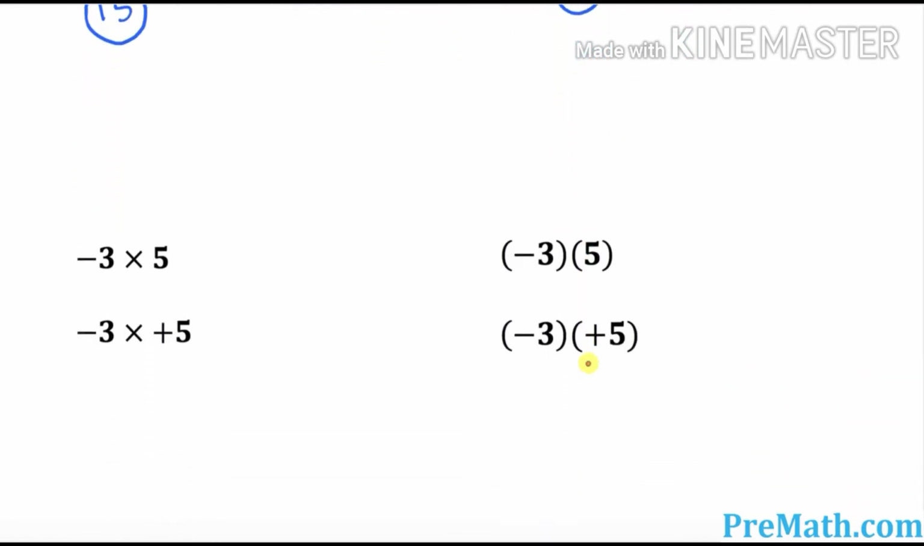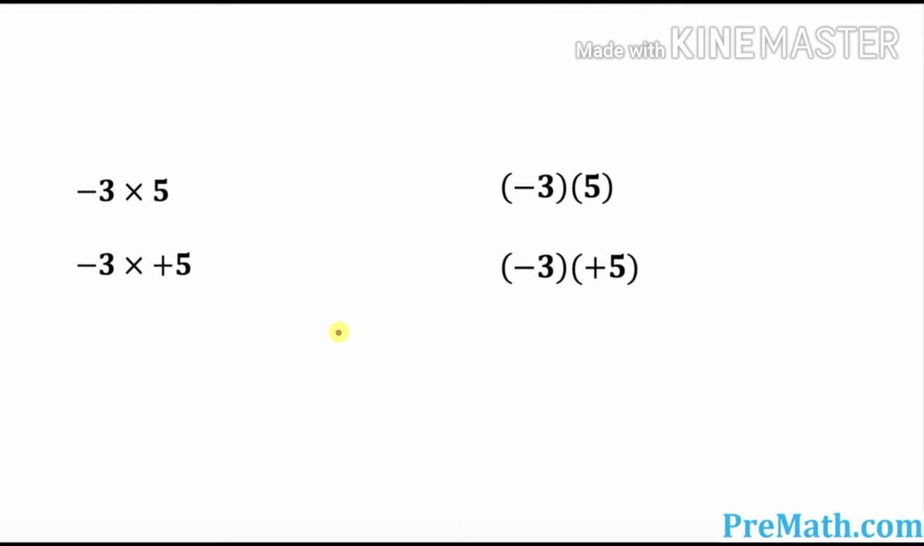How about this one over here? You can see negative 3 times 5, and we know that 5 could be written as positive 5. So negative 3 times positive 5. We know that negative times positive is negative. 3 times 5 is what? 15. So that is our answer.